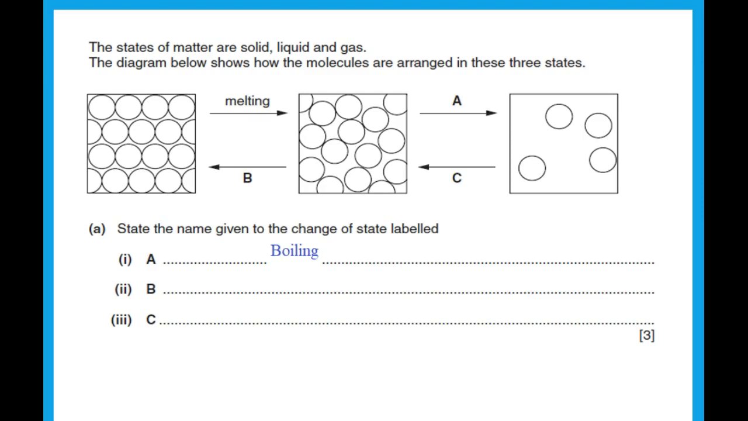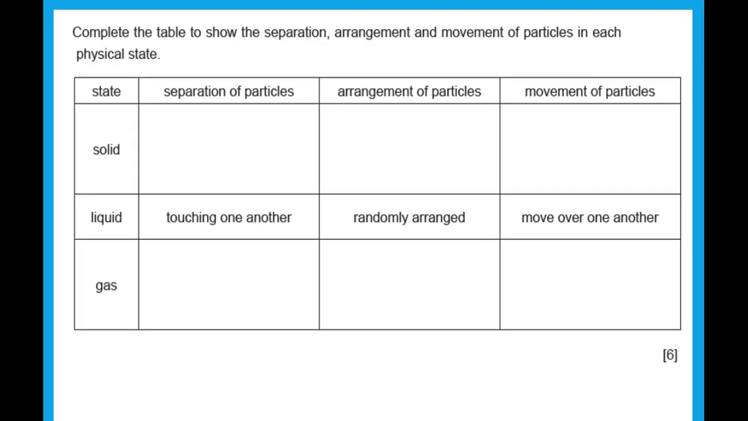Now for B and C, please note where is the arrow for B and where the arrow for C. B is going from liquid to solid. Liquid to solid is freezing. Okay. C is going from gas to liquid, and from gas to liquid, condensation. Okay.